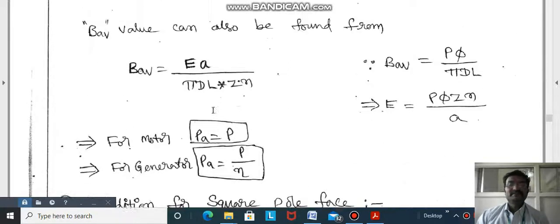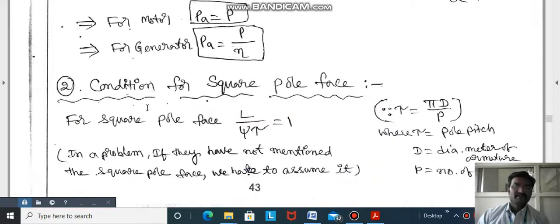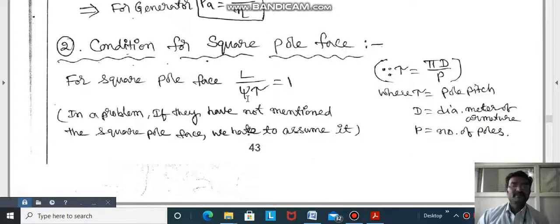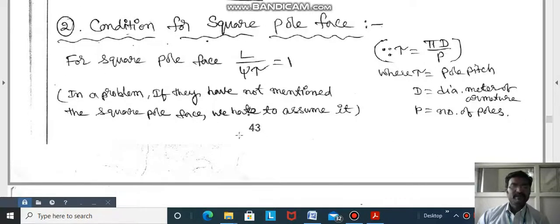These are very important formulas and conditions for the square pole. For the square pole face, L by tau psi is equal to 1, and tau is equal to pi D by P. If a problem does not mention the square pole face, we have to assume it. If they do not mention whether it is a square pole or a rectangular pole, we should consider it a square pole, and take 1 as the value.